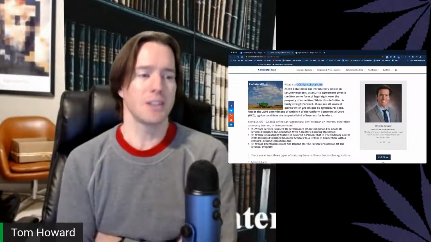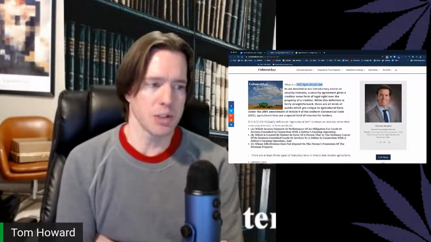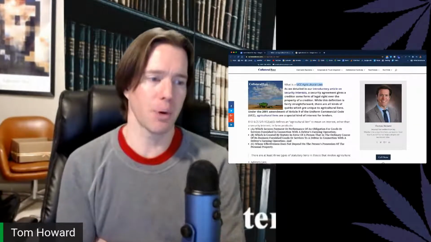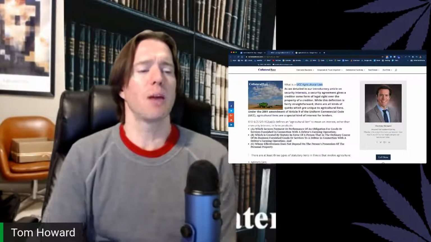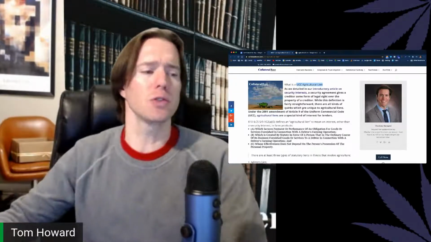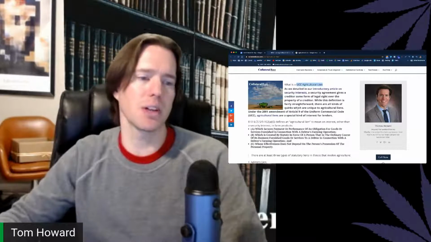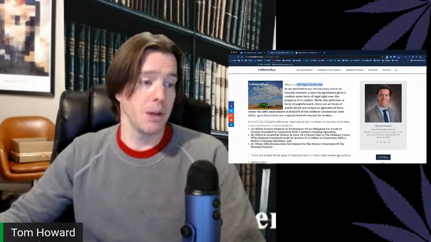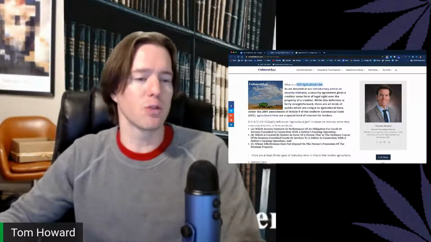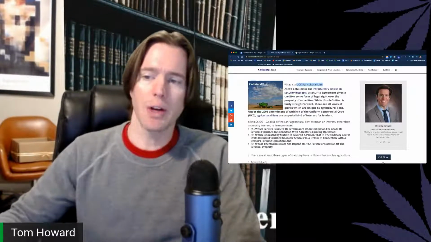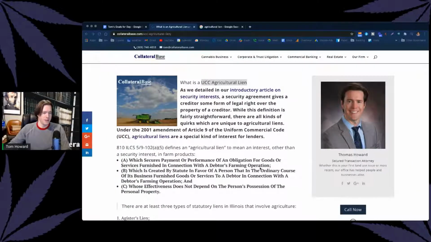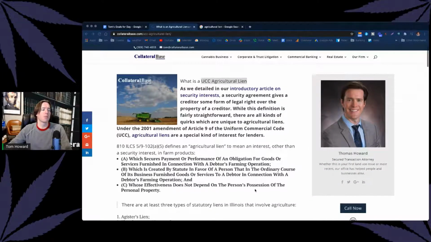A UCC agricultural lien is an interest other than a security interest in farm products, that is, A, which secures payment or performance of an obligation for goods or services furnished in connection with a debtor's farming operation, B, which is created by statute in favor of a person that in the ordinary course of its business furnished goods or services to a debtor in connection with a debtor's farming operation and whose effectiveness does not depend on the person's possession of the personal property.